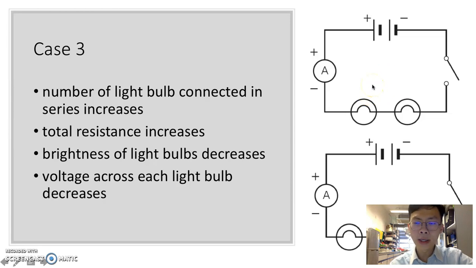And for the current, for the bottom one, the total resistance will be greater than the upper one, and hence the current passing through the bottom one will become smaller than that of the upper one.